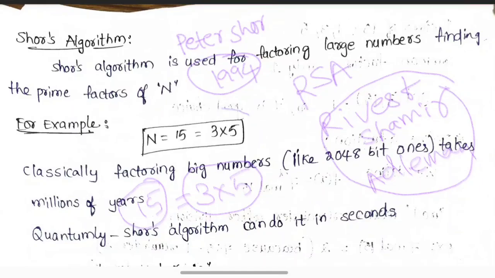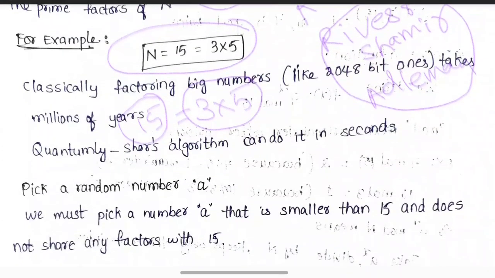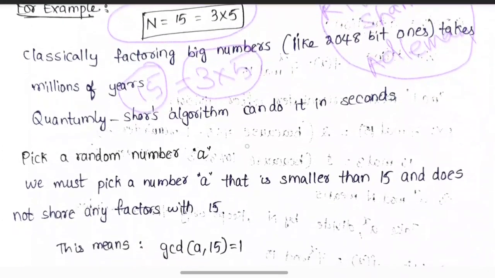Let us go through the example of N equal to 15. I have a small example, N equal to 15, and we can factor out the prime factors 3 and 5. But how? Just think of it as a 10-digit number or 20-digit number. It cannot be easy, right? I will explain step by step how Shor's algorithm works. So we have N equal to 15, right?